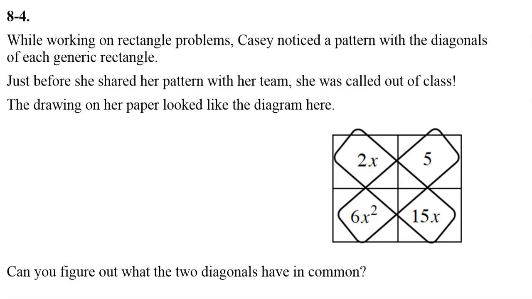While working on rectangle problems, Casey happened to notice a pattern with the diagonals of each generic rectangle. Before she shared her pattern, she was called out of class, but she drew this on her diagram. She's showing 6x squared and 5, and then she's also showing 2x squared and the 15. If we look at them, what is something that they have in common? You go, I don't know. But if we multiply 6 times 5, this is 30x squared. And if we multiply 2 times 15, that's also 30, and x times x is x squared.